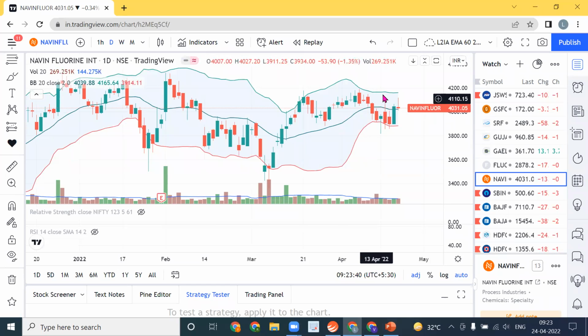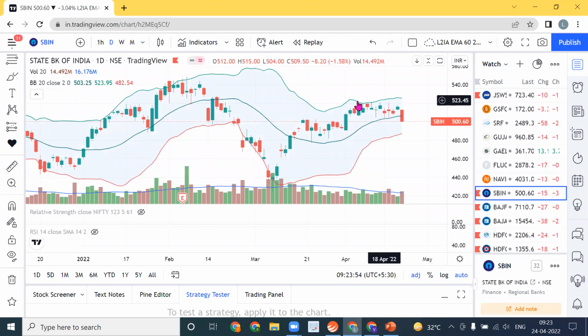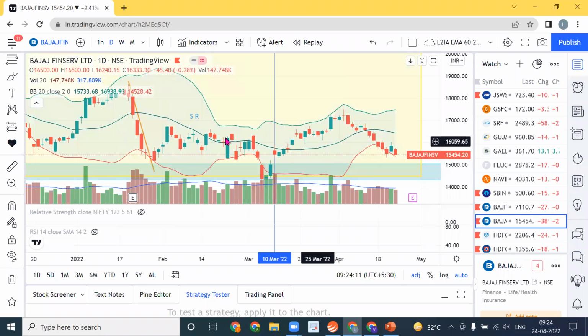See here, there is a squeeze which is getting formed in Navin Fluorine. So continuously, for the last few days, the stock is in a squeeze. SBI is also in a squeeze. Sometimes the squeeze becomes very, very narrow. You can see this squeeze, it's quite narrow. It means the volatility is not much there, not much buying and selling is happening. Bajaj Finance Services, here you can see the squeeze. So after the squeeze, there is always a possibility that the stock can go up or down in either direction.